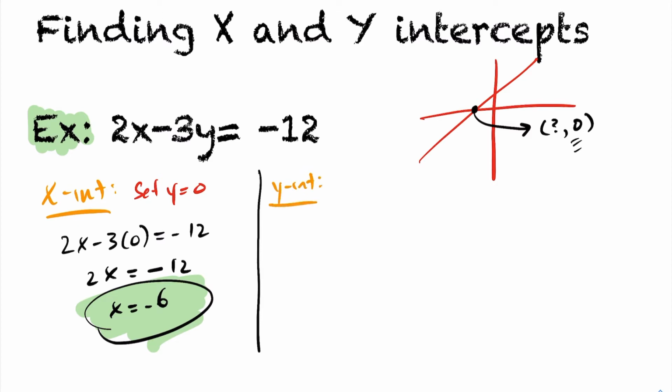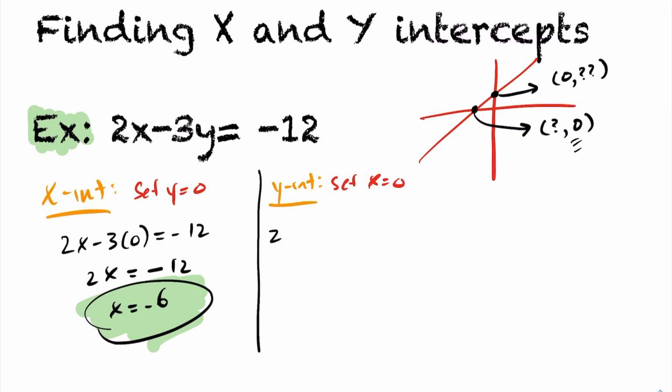Now, on the other hand, if you want to find your y-intercept, you have to set x equal to 0. And the reason for that is any line that crosses the y-axis has an x coordinate that is equal to 0. We want to find the y, right? So I have a question mark there. I don't know what it is, but I know the x value is 0.